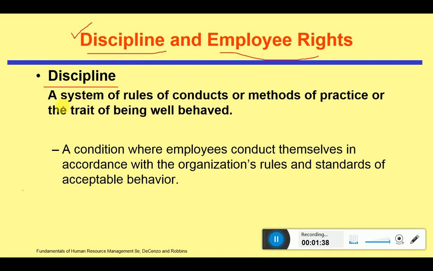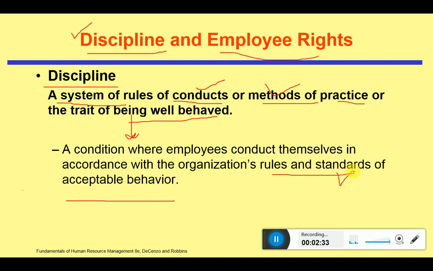Now how does the book define discipline? Discipline is a system of rules of conduct, actions, or methods of practice, or the trait of being well behaved. Simply stated, it is a series of conduct and actions of the people, or methods of practice well performed by the employees inside a system, a social unit, an organization. This definition is further explained in simple words: a condition where employees conduct themselves in accordance with the organization's rules and standards of acceptable behavior.